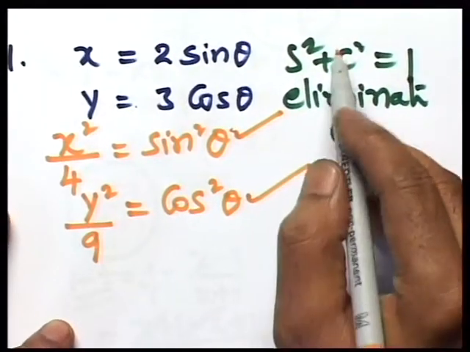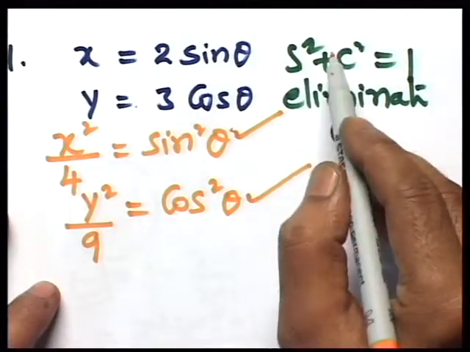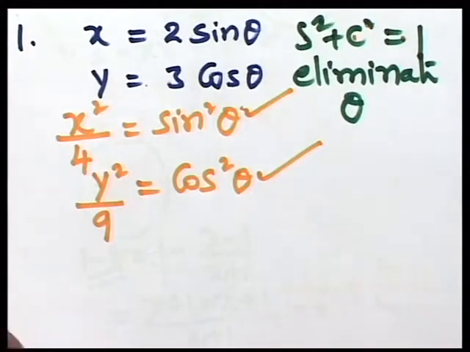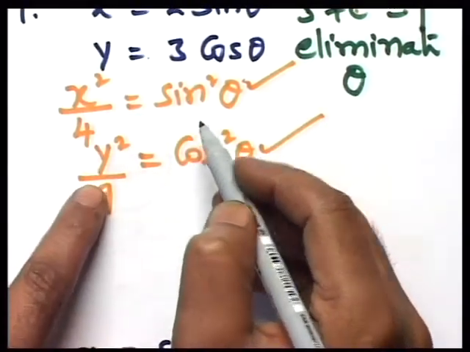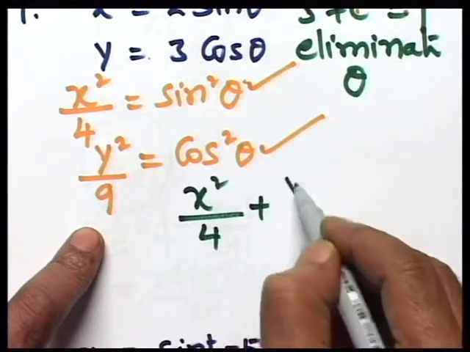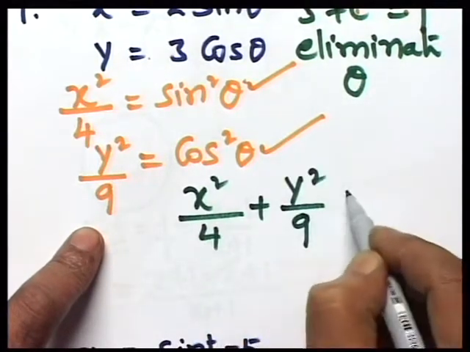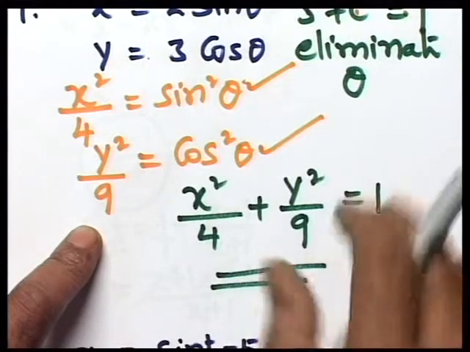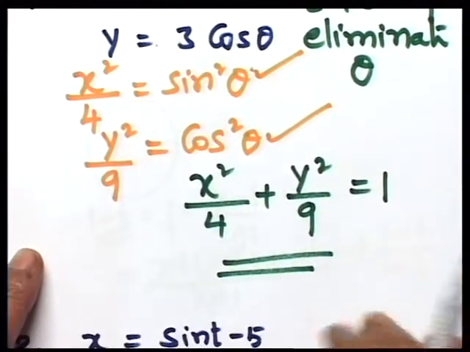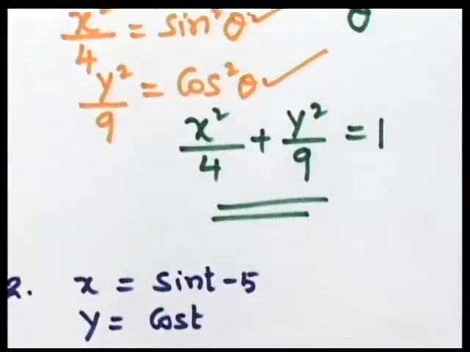But we know from C1 or GCSE, sine squared theta plus cos squared theta is 1. So we write our last step as that plus that equals 1. x squared over 4 plus y squared over 9 equals 1. That's how the Cartesian equation should look. Look for the shape. See how it looks.